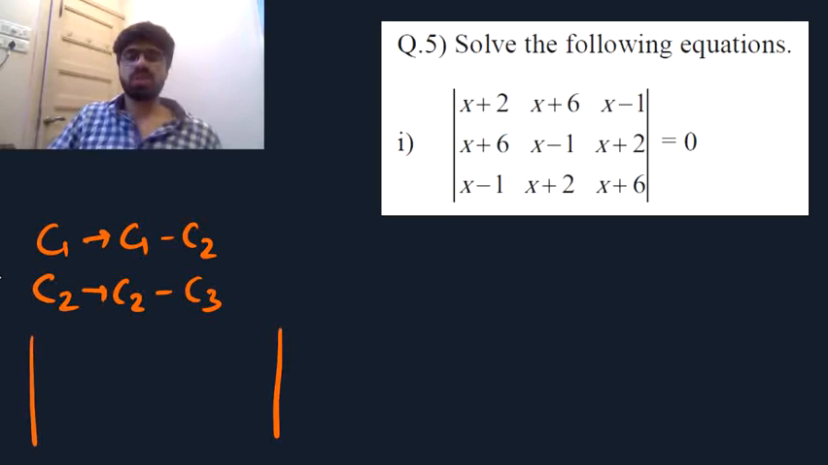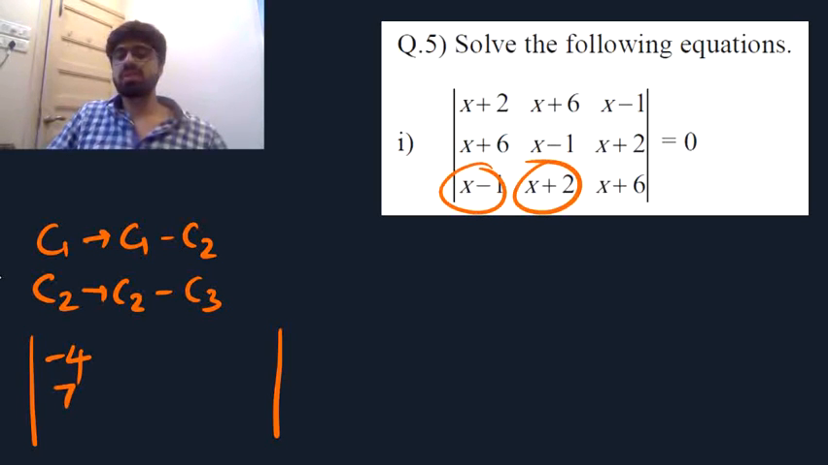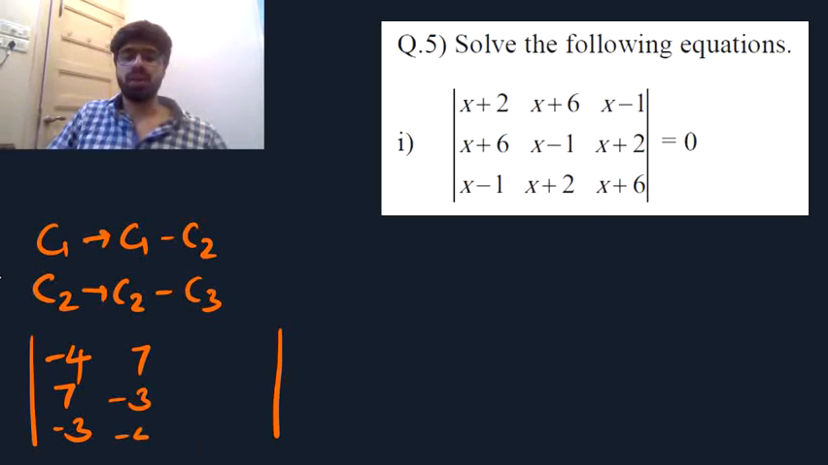So after these operations, I am going for C1 minus C2, right? So C1 minus C2. That will give me this minus this, that is minus 4. This minus this, which will be 7. This minus this, that is minus 3. Then I am going for C2 minus C3. So this minus this, which is giving me a 7. This minus this, which is giving me minus 3. This minus this, which is giving me a minus 4 again. So here we have x minus 1.